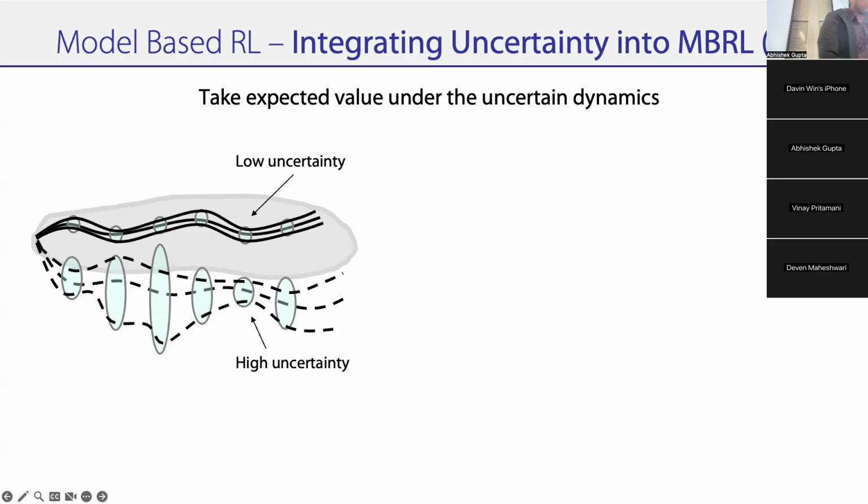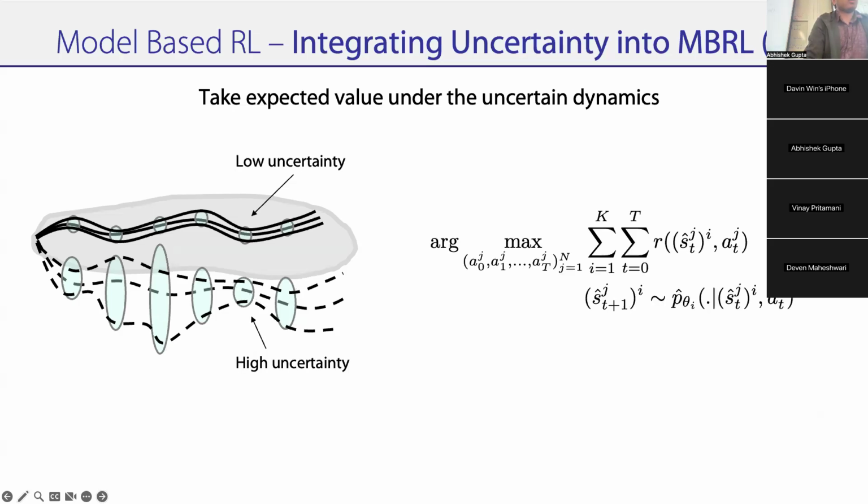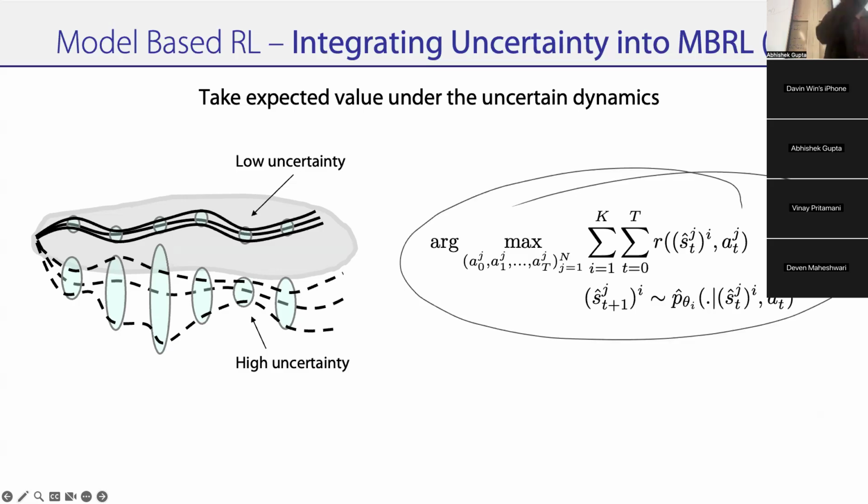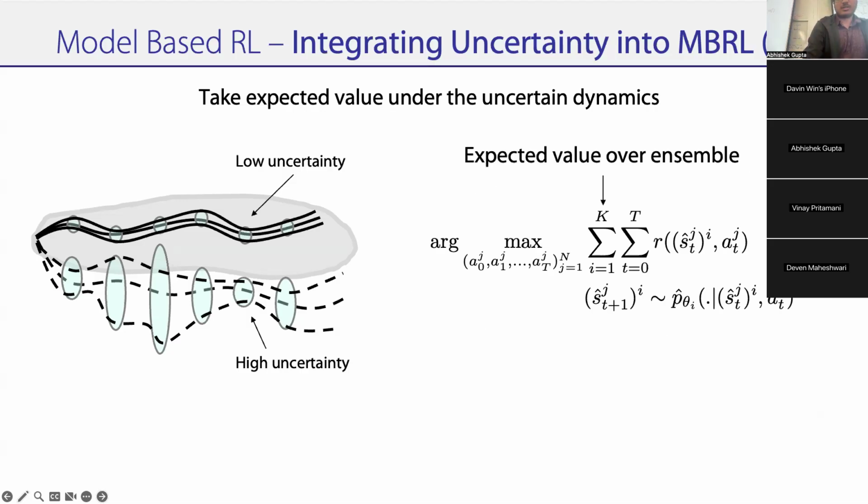One of the ways is to just optimize the expected reward under an ensemble of models. And the idea here is that if you optimize it under all of the ensemble of models, the only thing that will be good is something that is consistent across all of the models. And so you are implicitly told to stay in a region which is low uncertainty.